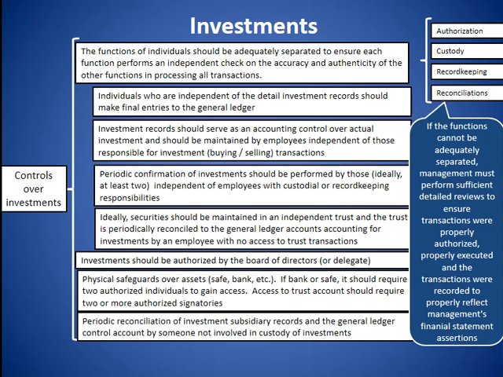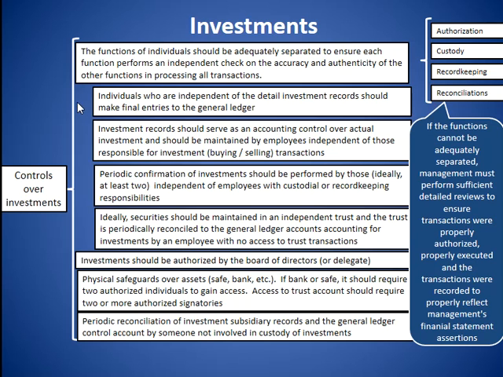Okay, let's go on now to our last subject area, and it's investments, controls over investments. Again, at the top, the functions of individuals should be adequately separated to ensure each function performs an independent check on the accuracy and authenticity of other functions in processing all transactions. And we go back to CAR: custody, authorization, record keeping, and my breakout, reconciliations.